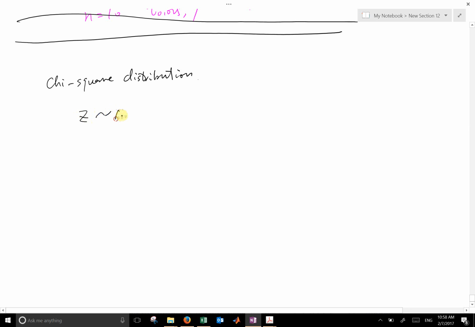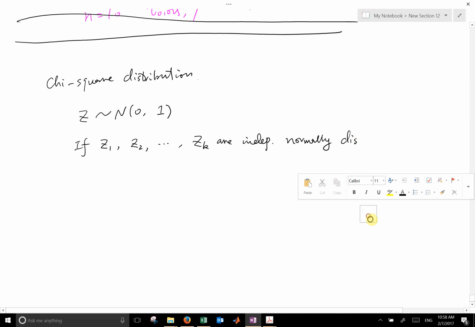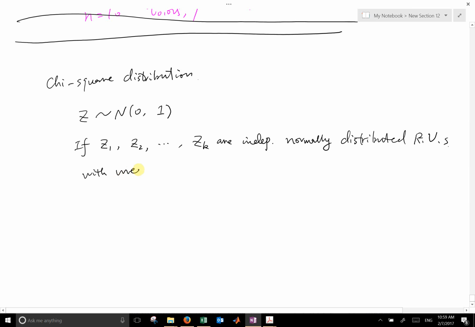we have z that is normally distributed with 0 and 1, if z1, z2 to zk are independent, normally distributed random variables with mean 0, variance 1, then if we have q is summation i from 1 to k zi square, this one will be chi-square distributed with k degrees of freedom.